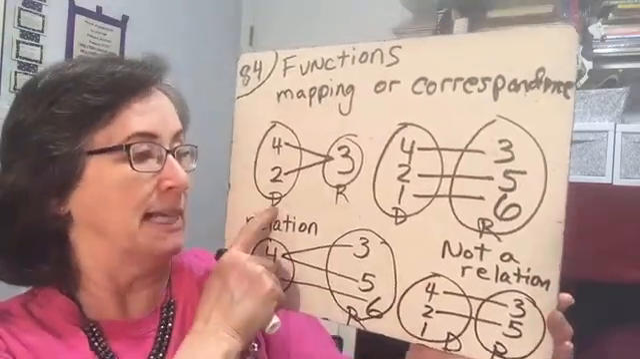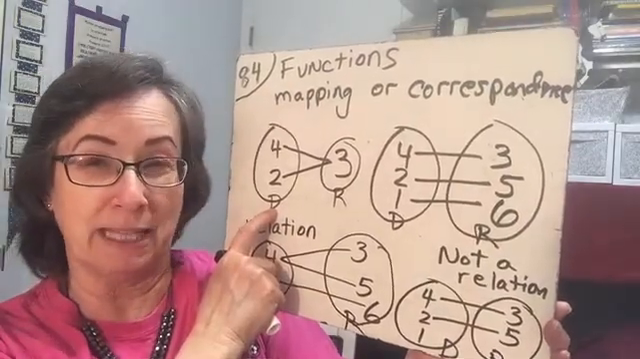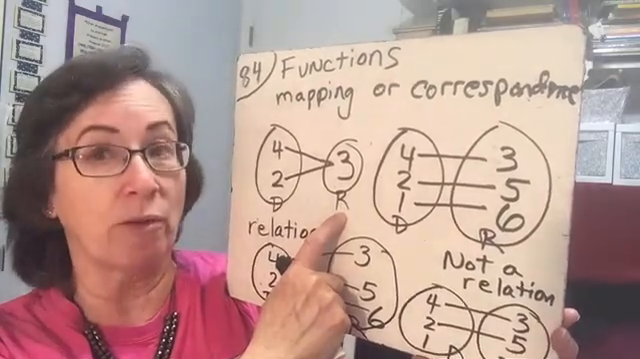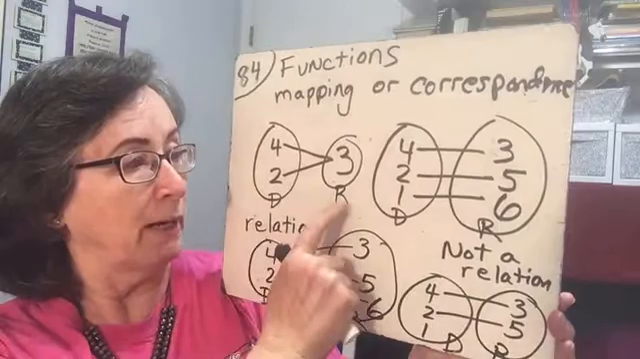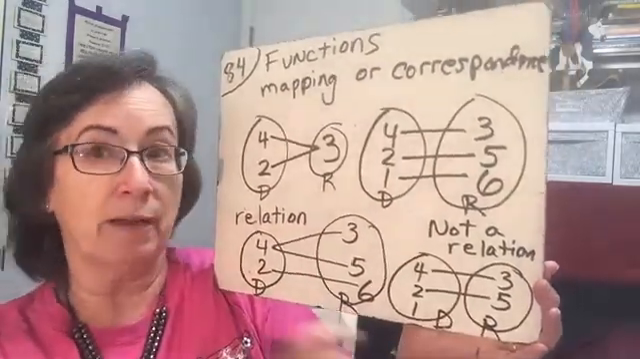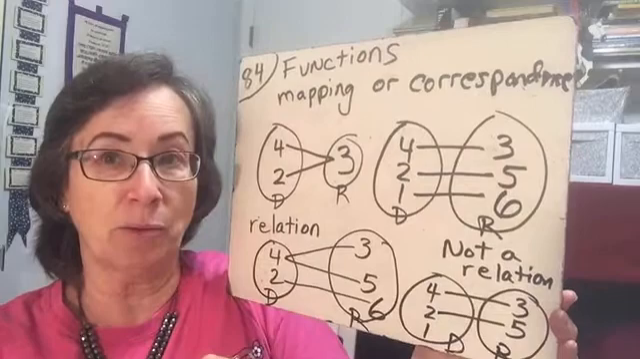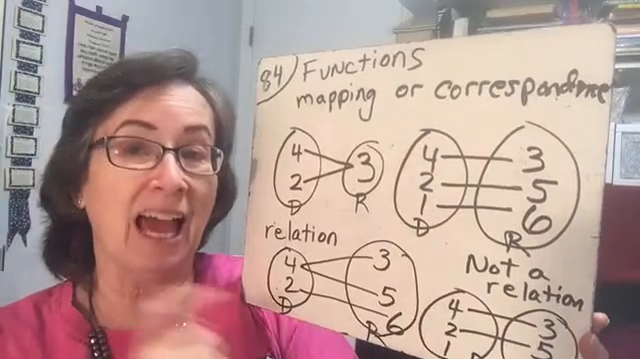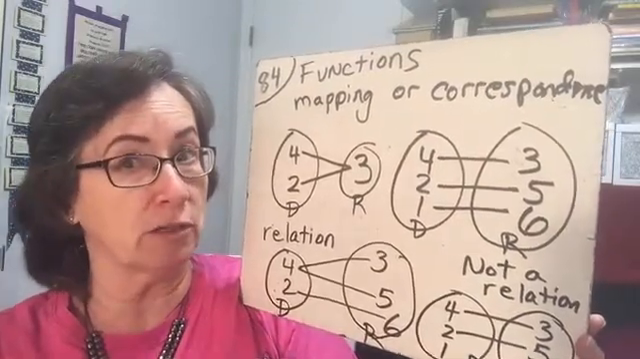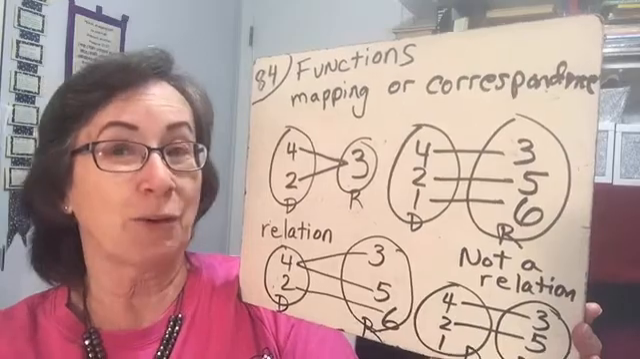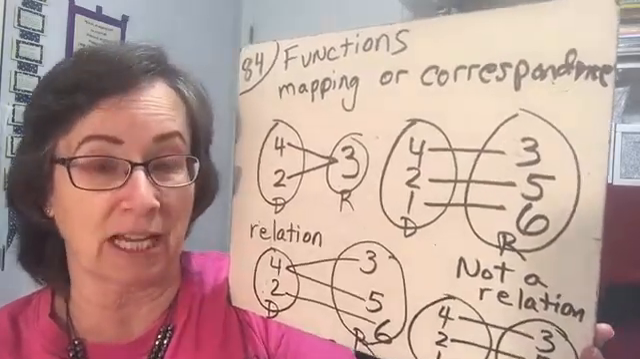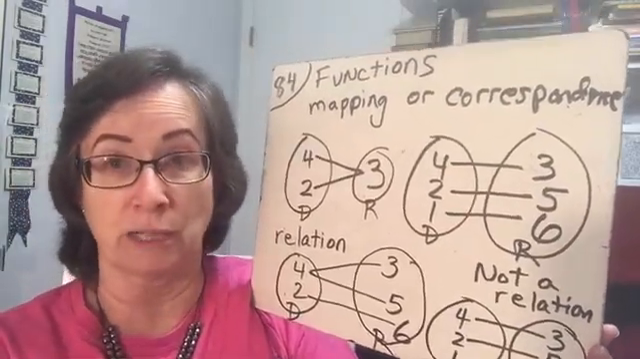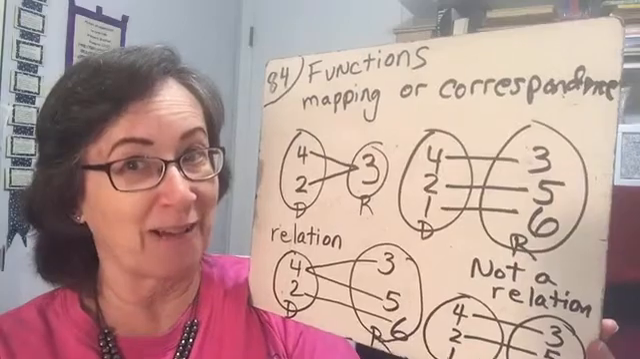Notice D is for domain, that's what x can be, that's what the input could be. R is for range, that's what the output can be, or the y can be. So domain, range, domain, range. The input is the domain, whether it's a function or just a relation. And the output is the range, whether it's a function or just a relation. So a function is more specific than a relation. All functions are also relations, but all relations are not functions.